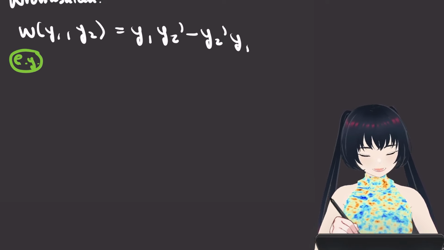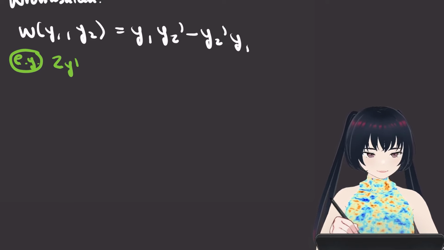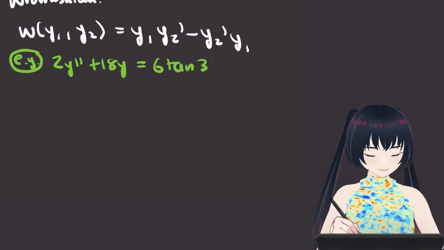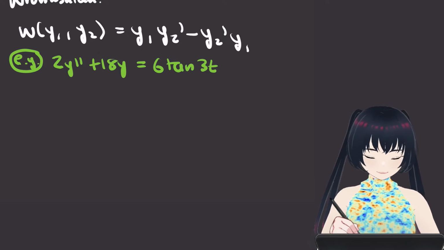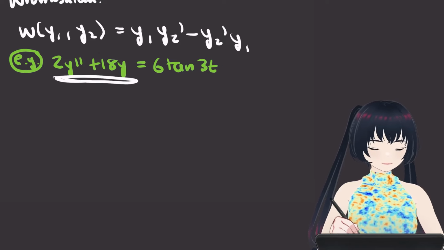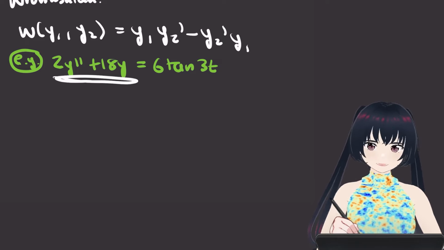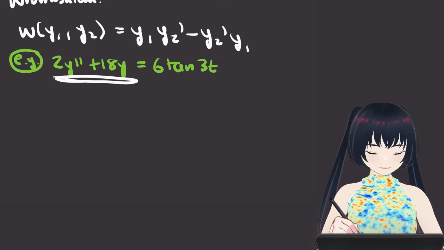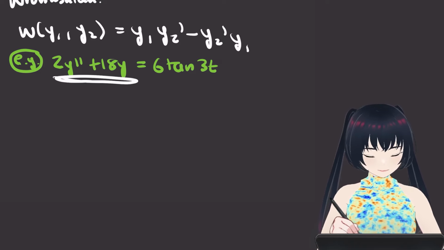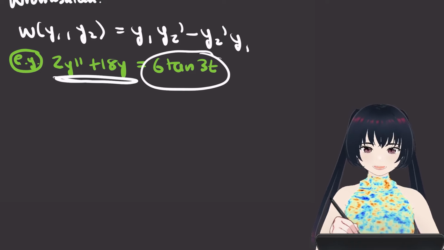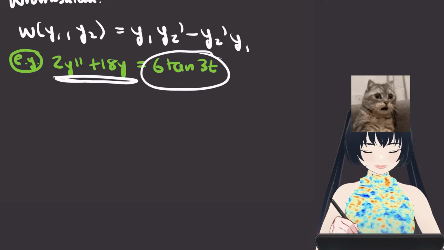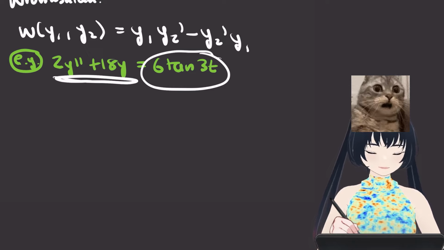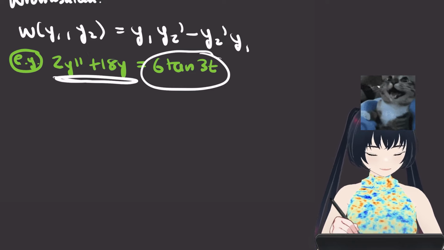Let's say that we have the expression 2y double prime plus 18y is equal to 6 tangent 3t. Now, when you first look at this expression, you can say, oh yes, this side on the left is the homogeneous ODE. We can solve for that using the characteristic polynomial like we always have. Now, when you look at the right-hand side here, you might be thinking, oh my god, that is a tangent function. How in the world will I be able to deal with that? Well, thankfully, we have the method of variation of parameters to help us out.